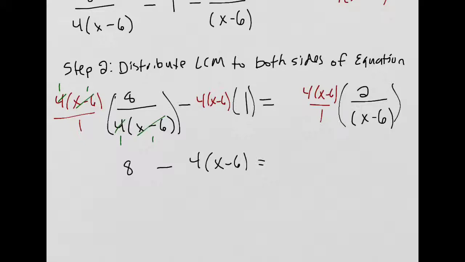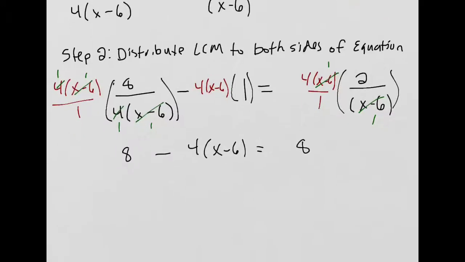On the other side, when we look at that one, notice that I can divide top and bottom by x minus 6. If I do that, those x minus 6's become 1's, and then if I multiply what's left, on top I've got 4 times 1 times 2, which is 8. On the bottom I have 1 times 1, which is 1. So the next step is just to solve the equation that's left.